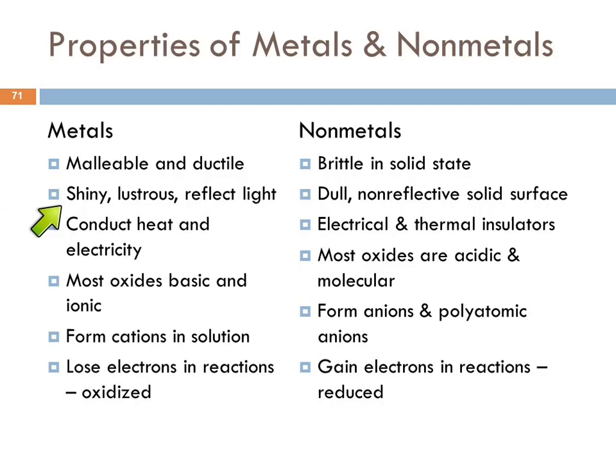Metals are shiny, lustrous, they reflect light generally. Nonmetals not so much. Metals conduct heat and electricity. Nonmetals not so much. The oxides of metals are generally basic, they're ionic. The oxides of nonmetals are acidic and they're molecular. Metals form cations, nonmetals form anions and polyatomic ions. Metals lose electrons in reactions. Oxidation is loss of electrons. Reduction is gain. Nonmetals tend to gain. So they really are kind of opposites.